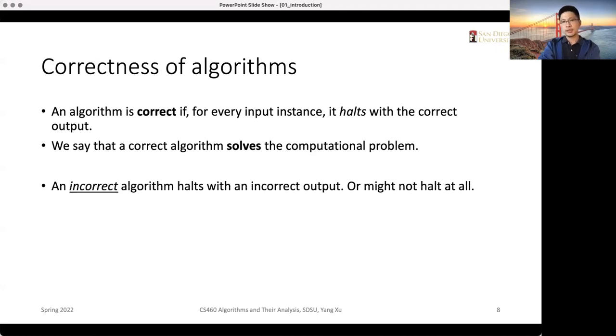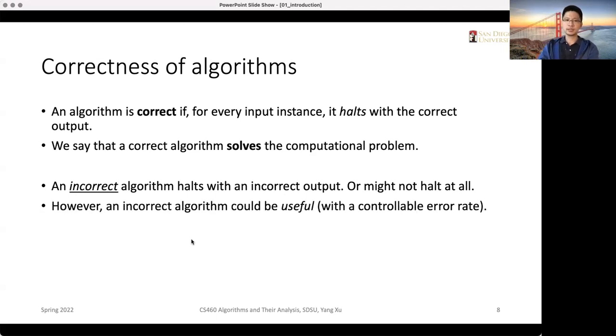And if an algorithm is incorrect, then it might not halt at all, or it will halt with an incorrect output. Okay, so it seems trivial, but that's why we mention the incorrect algorithm here, because sometimes even if an algorithm is incorrect, it can be useful.